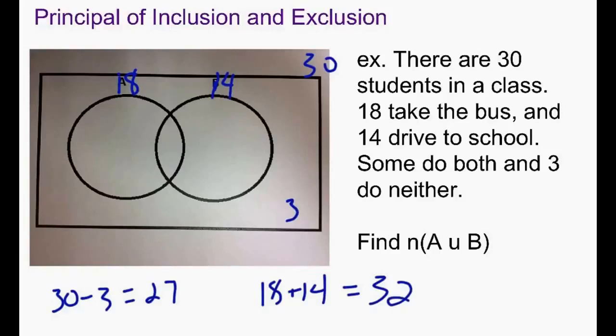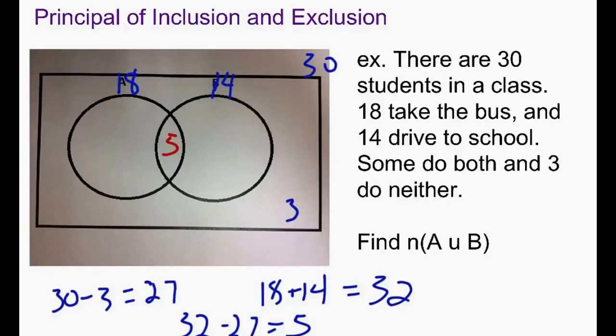So that means there's 32 people that do bus, drive, or both, but we know that there's only 27 people total that we can work with, right? 30 minus 3 gave us 27, so that means now if we go 32 minus the 27, we had to get 5 people that do both. Okay, does that make sense? Because when you're doing these circles, you can only count each person in one spot.